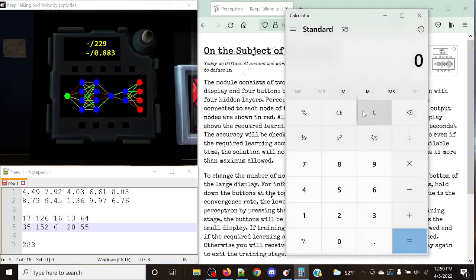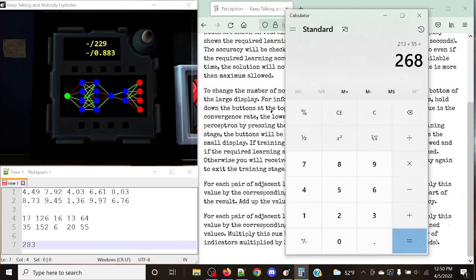Now let's make sure that we did everything correctly. 17 plus 126 plus the 16 plus the 13 plus the 64 does give us over our 229 learning accuracy, but does it fall under the 283 for the time? So 35 plus the 152 plus the 6 plus the 20 plus the 55, it does indeed.